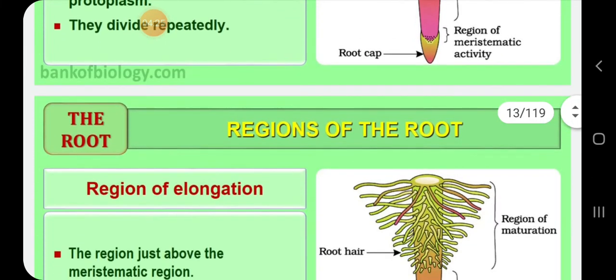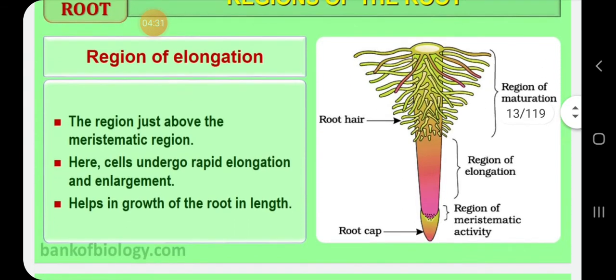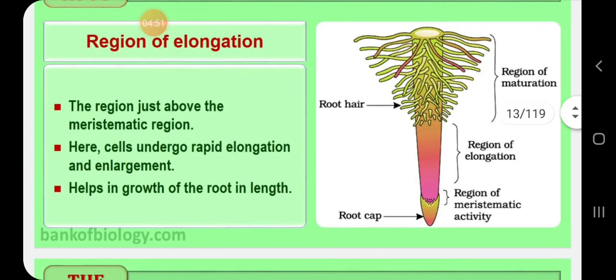Next is the region of elongation. The region just above the meristematic region is called the region of elongation. Here the cells undergo rapid elongation and enlargement. The cells in the meristematic region keep on dividing, but cell elongation and maturation take place later. The cell gets enlarged and gets its size, which helps in the growth of the root in length.